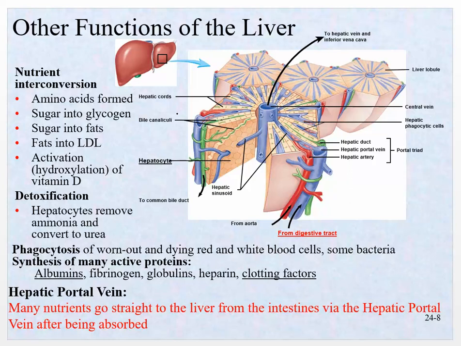So fats into low-density lipoproteins. A lipoprotein, this is really what we're talking about when we talk about cholesterol. Low-density lipoproteins, high-density, intermediate-density, very low-density. There are a lot of densities of lipoproteins, but really we're talking about lipids mixed with proteins. So we're talking about fats, and a lot of times LDLs have a lot of cholesterol in them. So that's another thing the liver does, it makes cholesterol. We don't get all of our cholesterol from our diet. If you go on a low cholesterol diet, your liver will start making more cholesterol in general.